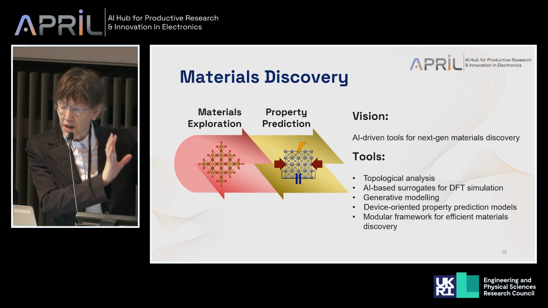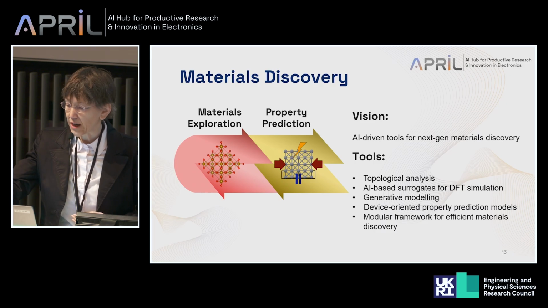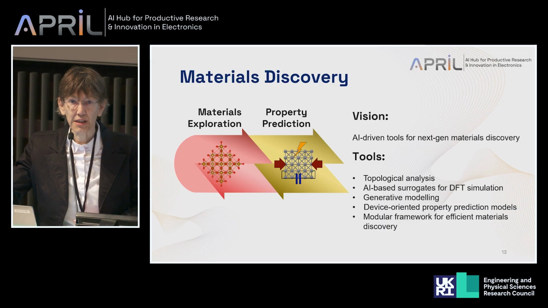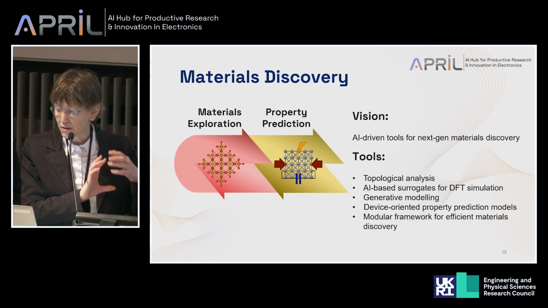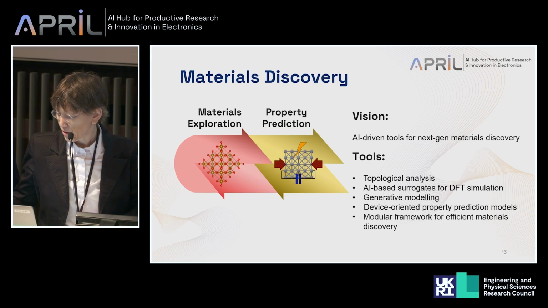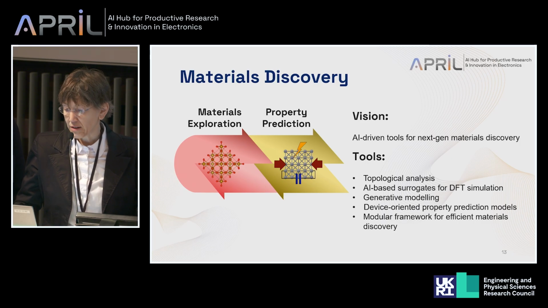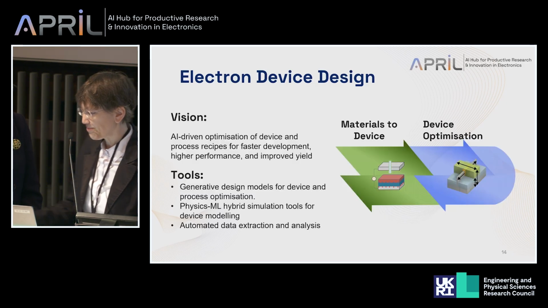So looking at the first part of that value chain on materials discovery, you're going to see work on materials design and prediction. In particular, I wanted to flag the tools that relate to the expertise that we have in the core team, ranging from mathematical topology, density functional theory, generative AI, property prediction, and some modular framework work for making efficient materials discovery. So you're going to see examples of all of that. And now, moving to the downstream part of the value chain, we're going to hand over to Marilyn.